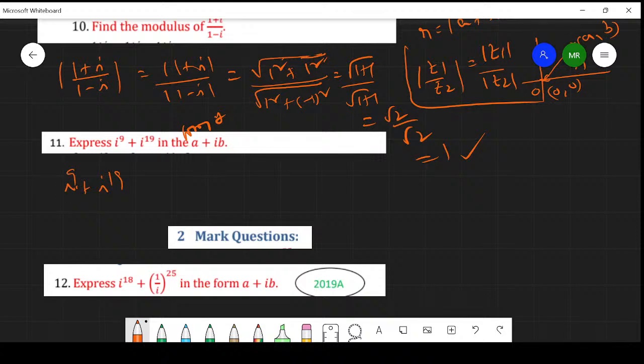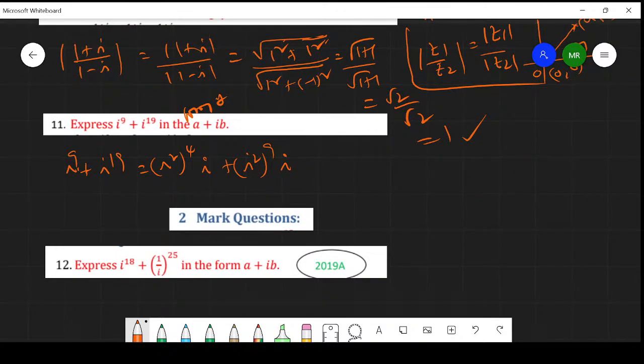I power 8 plus I power 19. So I power 8 I can write as I square whole power 4, and I power 19 as I square whole power 9 into I. You can see here, this is I square value we know. Observe this: I square whole power 4 is I power 8, and I square whole power 9 into I is I power 19.